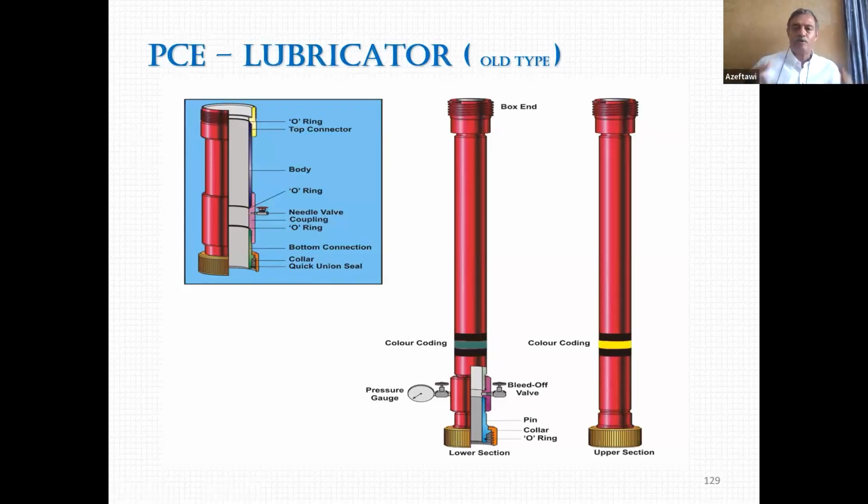To be able to rig up on surface while the Christmas tree is closed, to make a complete rig up and pressure test your system before you open the swab valve and run in the hole. This lubricator is to accommodate the total length of your BHA, bottom hole assembly.